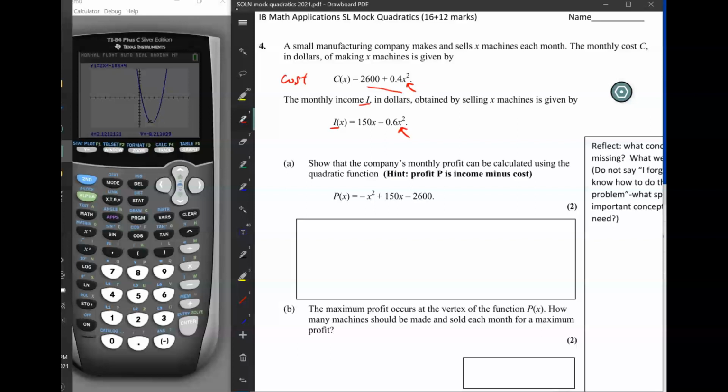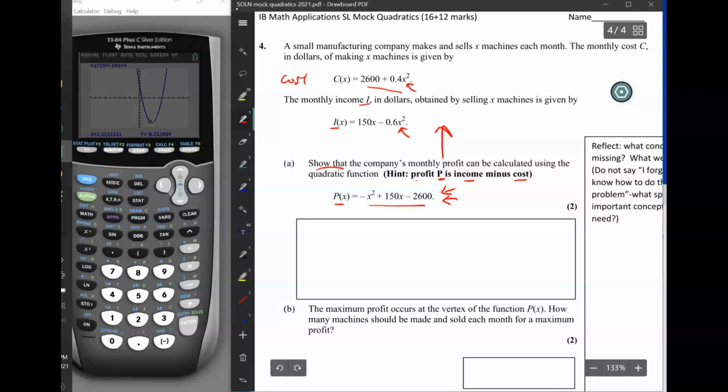Okay? Show that the company's monthly profit can be calculated using the quadratic function. Hint, profit P is income minus cost. Okay, so the profit P is equal to this. Whenever it says show that, basically this is an algebra problem. What it means is, can you do all the algebra necessary to find this answer? Is it okay to use this answer to find this answer? No, they're giving you the answer. They want you to use all the information they gave you before to find this answer now.